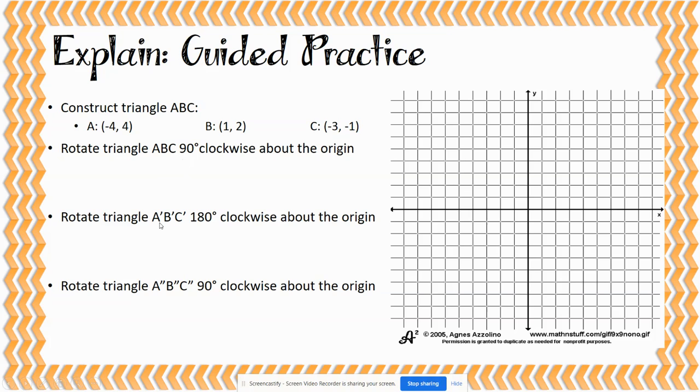The next thing you're doing is rotating triangle A prime, B prime, C prime. So you are rotating not the original triangle that you drew, but the image, A prime, B prime, C prime. Then you are rotating A double prime, B double prime, C double prime, and that's where you are getting this last one. So right now, I want everybody to just construct triangle ABC.